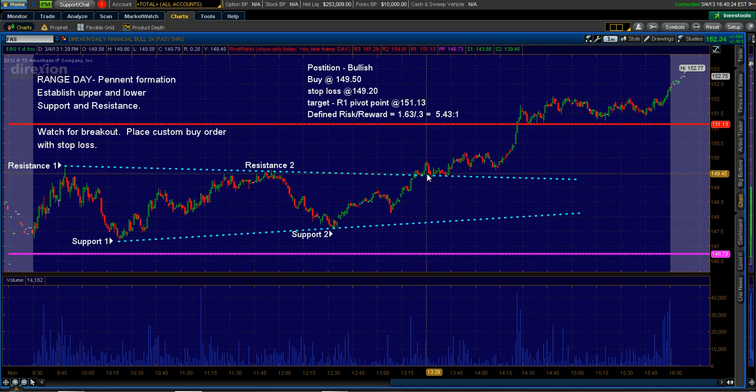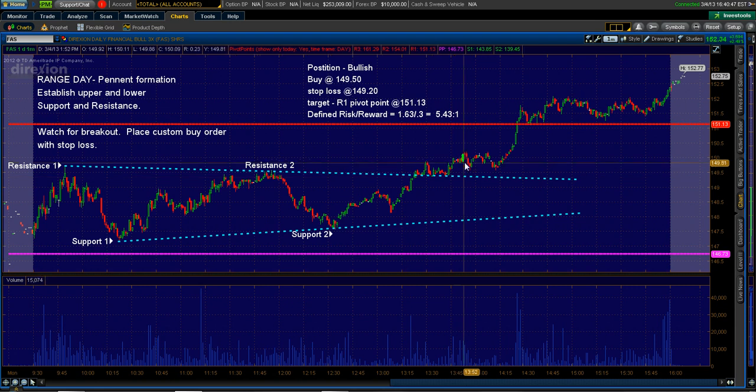And as you can see, basically it did exactly what we were looking for. 149.50 was hit. Of course, there's a little bit of indecision, and you get a little bit of a volume spike, which takes it away from that resistance 2 line it was tracking. You could tell the bears were trying to break down through that thing. Short sellers would be bears, and that didn't occur.